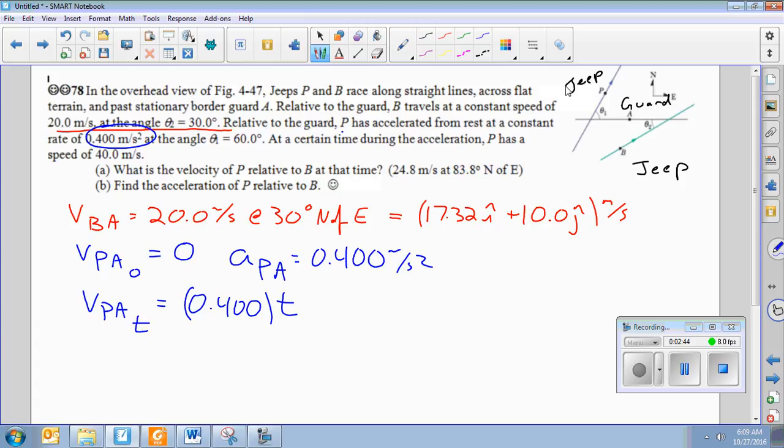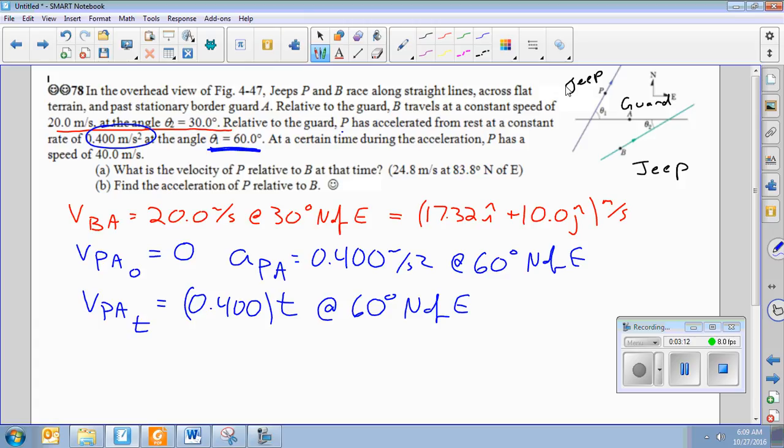Okay? But it's at this angle, right? At 60 degrees north of east, right? Yeah, 60 degrees north of east. So same thing here, this is going to be at 60 degrees north of east, right? Because if he starts at rest, the direction you accelerate in is the direction you end up moving. All right?